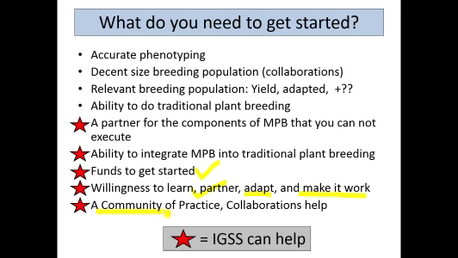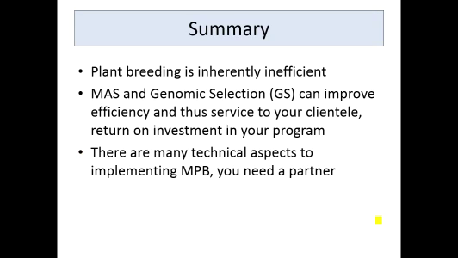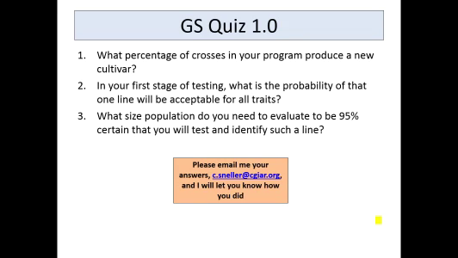A lot of that can happen by forming a community of practice and by collaborations. You learn from each other, you partner, you leverage your resources. IGSS can help with a lot of these things. With that, I just want to close by saying plant breeding is inherently inefficient. Marker-assisted selection and genomic selection can improve your efficiency and thus your service to your clientele and return on investment in your program. There are many technical aspects to implementing molecular plant breeding, and it really helps if you have partners who can help with this.